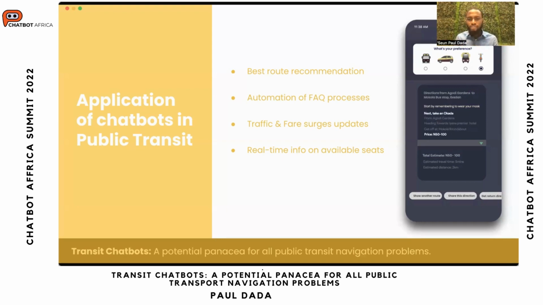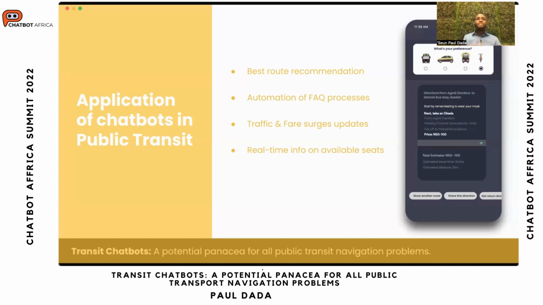Automation of FAQ processes. What does this mean? This means that simple tasks like answering questions and giving clarity to your users can be automated using a chatbot system. That means questions relating to when the bus is coming, when it is happening, can also be built in. A chatbot can serve as a system for this to happen.